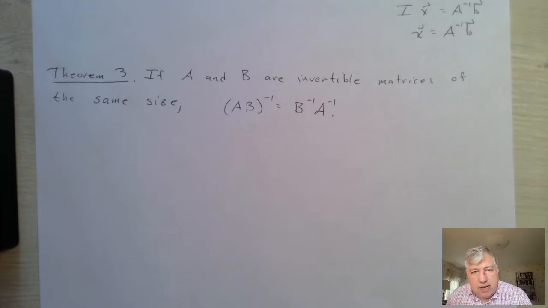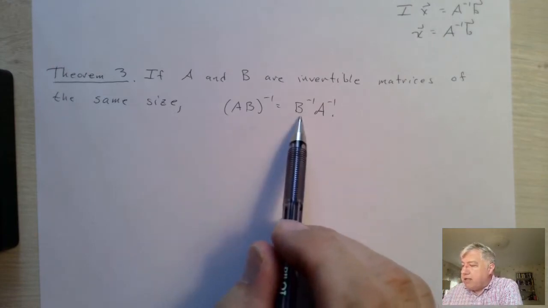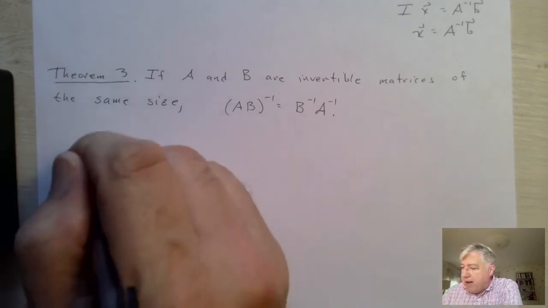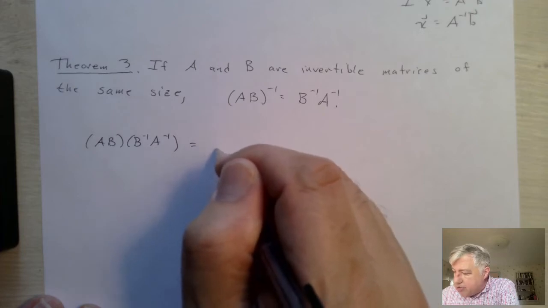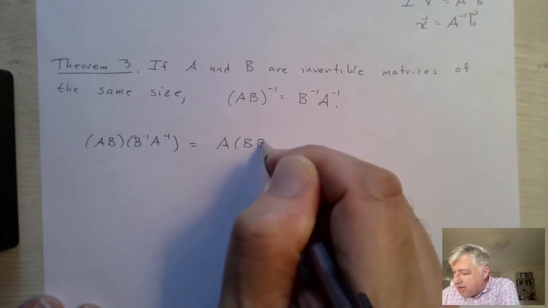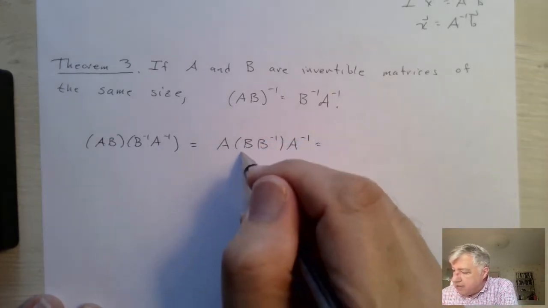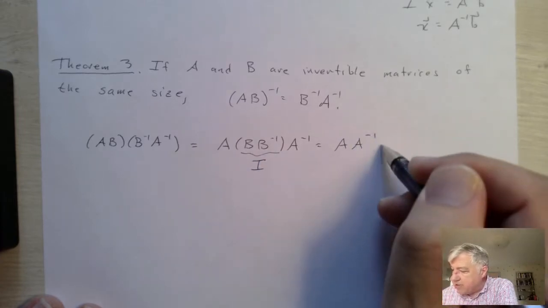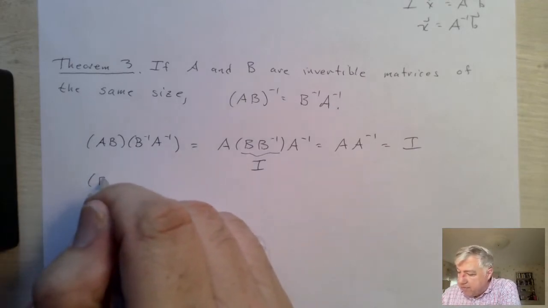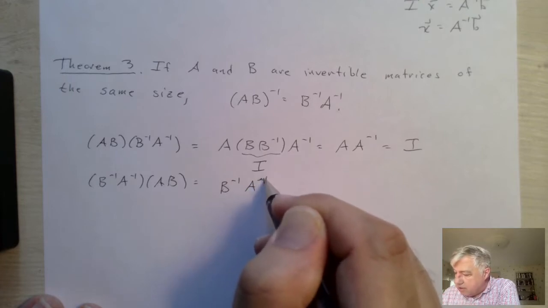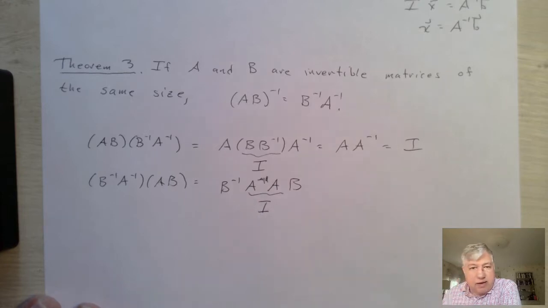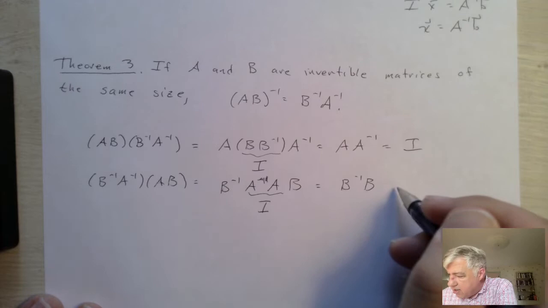Then the next result is probably one of the more interesting ones. You might think that the inverse of A times B is going to be the inverse of A times the inverse of B. But in fact, that's not the case. Order matters when we're talking about matrix multiplication. It turns out that the inverse of AB is in fact B inverse A inverse. We can show that by multiplying AB and B inverse A inverse. Again by associativity, this is A, B B inverse, A inverse. Then B B inverse is I, so this is A A inverse, and that's I. Similarly, B inverse A inverse times AB is B inverse, A inverse A, B. A inverse A is I, so this is B inverse B, which is I.